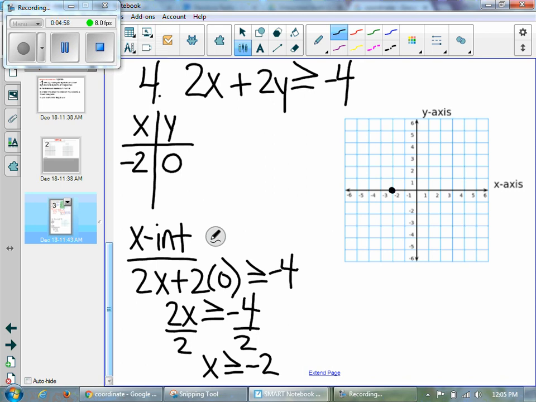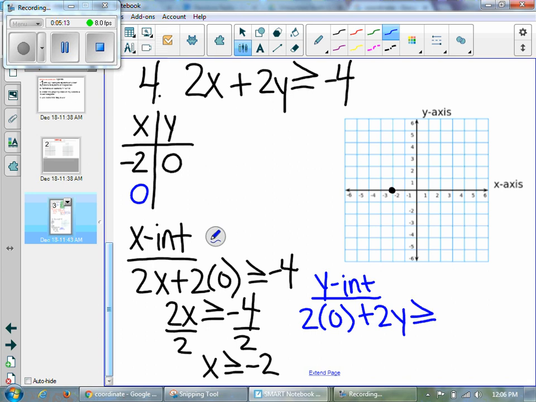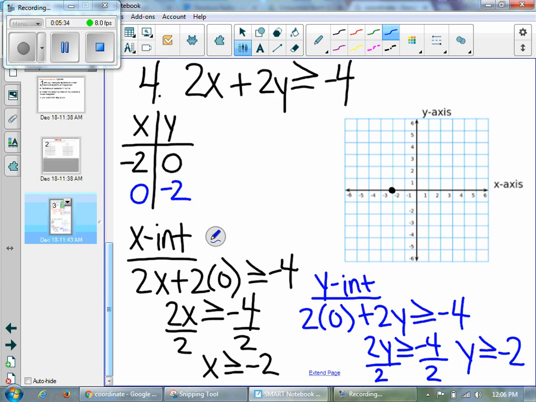Let's solve for the y-intercept. So to do that, we substitute 0 in for x. 2 times 0 plus 2y is greater than or equal to negative 4. 2 times 0 is 0. So you're left with 2y is greater than or equal to negative 4. Divide by 2. y is greater than or equal to negative 2. Let's put a point there on our y-axis at (0, -2).